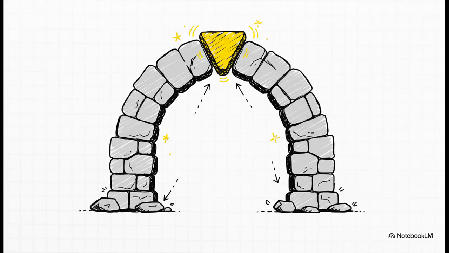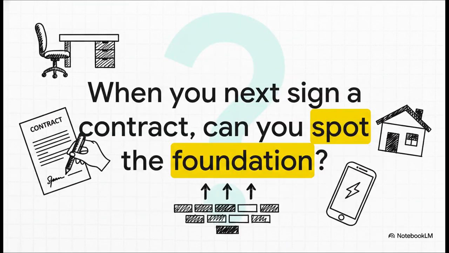So, what's the big takeaway here? It's this. A condition is the absolute core of the deal. It's the heart, the foundation. It's the promise that is so important that if it gets broken, the whole agreement just becomes meaningless. And that brings us to one last thought for you to take away. The next time you're about to sign something, a new job offer, a phone plan, whatever it is, I want you to ask yourself, can I spot the foundation here? What are the absolute core promises that, if they were broken, would make me want to walk away from this whole thing? Because, trust me, knowing the answer to that can make all the difference in the world.